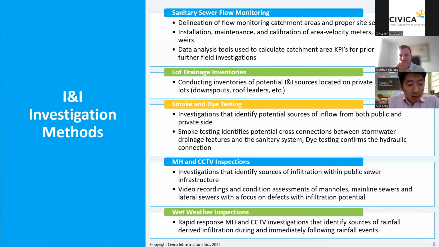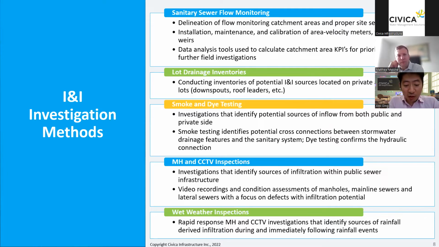Thanks, Matt. So the preferred solution for dealing with I&I is always to remove those I&I sources whenever possible. When it comes to finding I&I sources, these are the typical investigation methods that we use in the field. Flow monitoring is always recommended to be done ahead of other field inspection to understand the severity of the I&I problem in the catchment area, and also to isolate and prioritize field inspection effort based on the I&I response. You may have different baseline I&I in different catchment areas, so you want to focus your field inspection effort towards those high response areas, as opposed to areas that are not showing a lot of I&I.